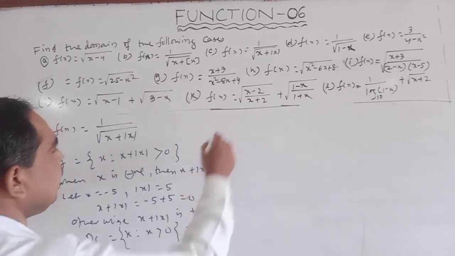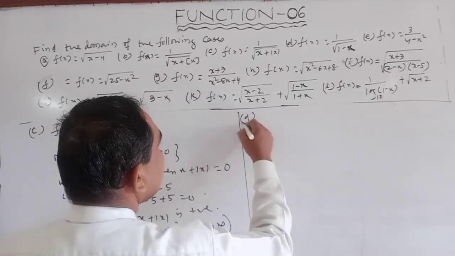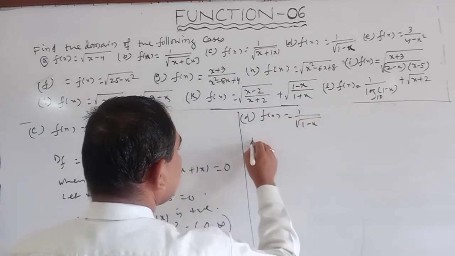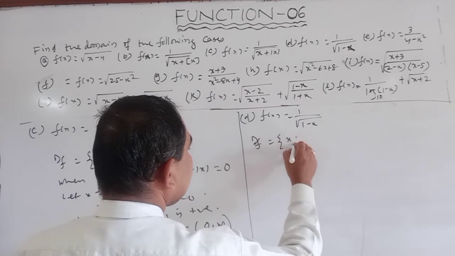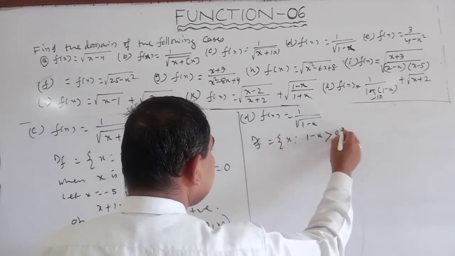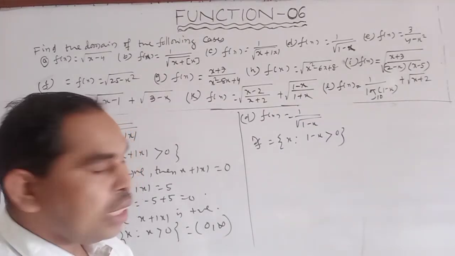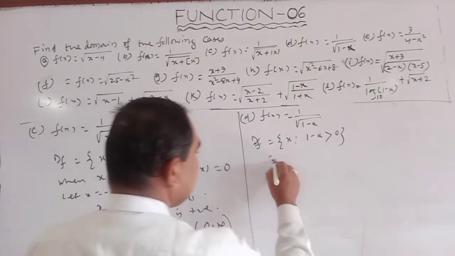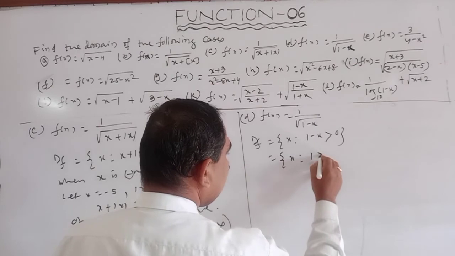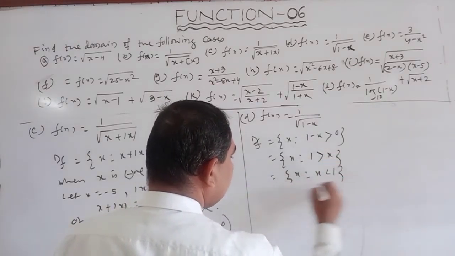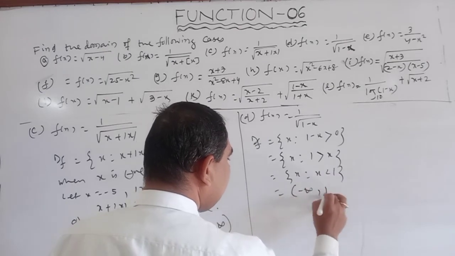Next, d: f of x is equal to 1 by root 1 minus x. Same process, the domain of f is x such that 1 minus x is greater than 0, because inside the root it must be positive. So this is x such that 1 is greater than x, or x less than 1. So this is the open interval minus infinity to 1.